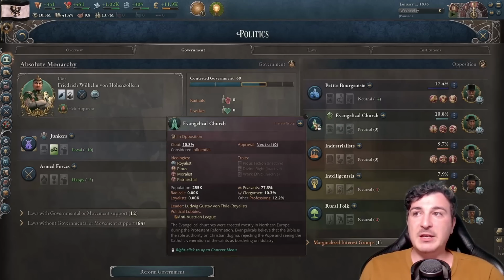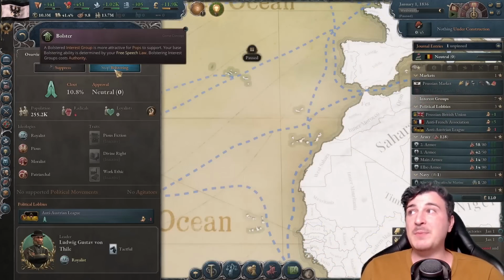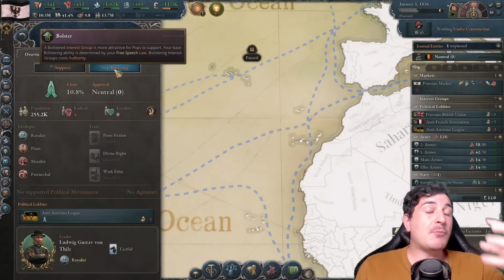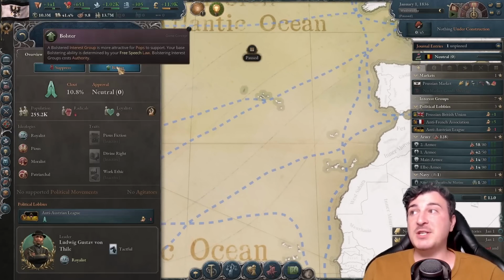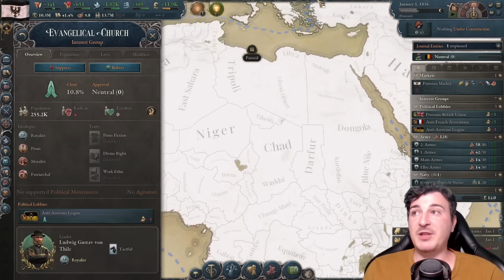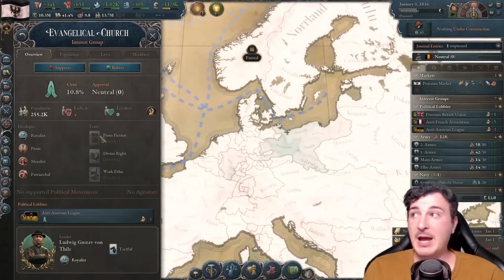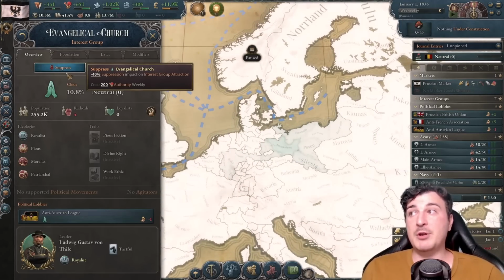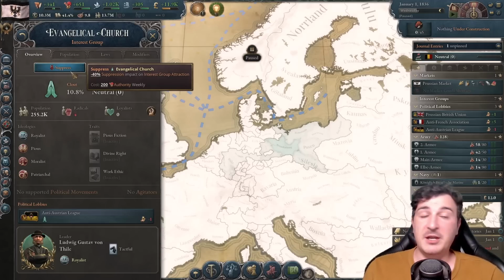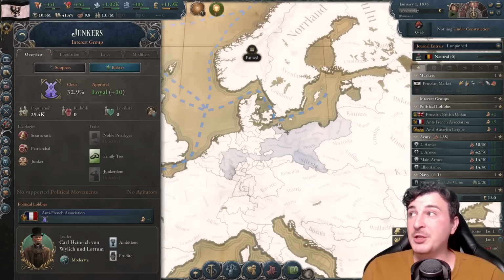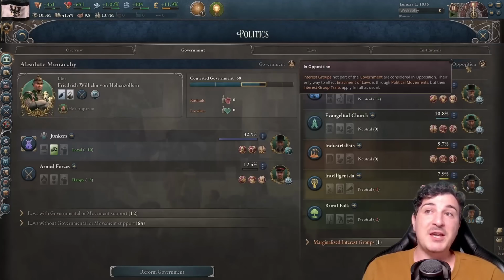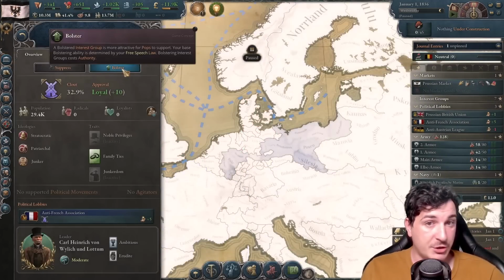So right now, if we click on the church, we can see that we are bolstering them. That means that we are attracting more population for this particular interest group. We're going to stop that. This costs 200 authority points. So instead of wasting that for bolstering the church, which is not something we like, we could instead suppress them for 200 authority points, meaning less population is going to be attracted to this particular interest group. Take note, you cannot suppress interest groups that are in your government. You can only suppress interest groups that are in the opposition, but you can bolster interest groups that are in your government.